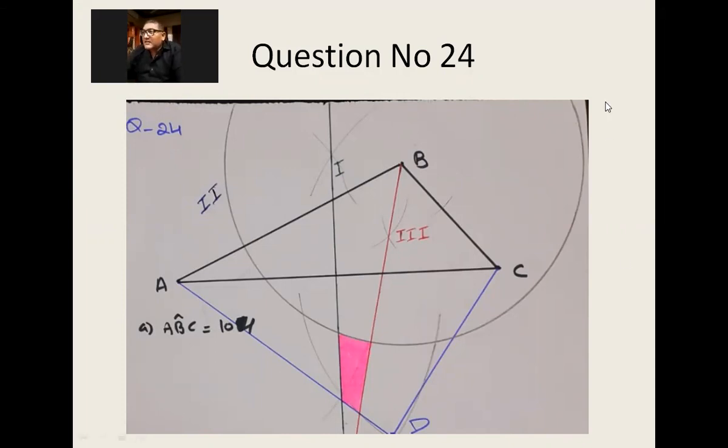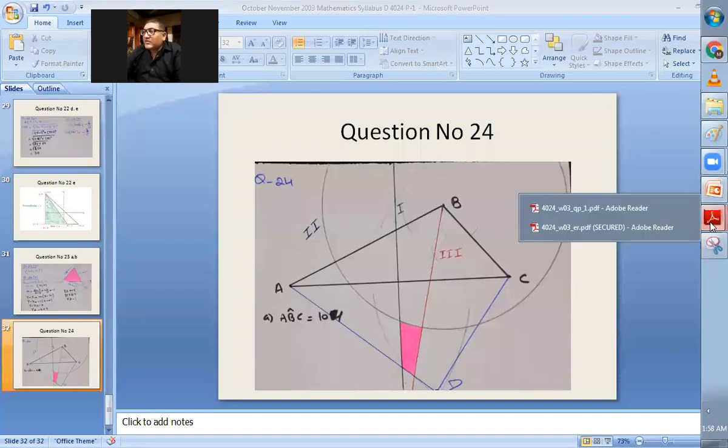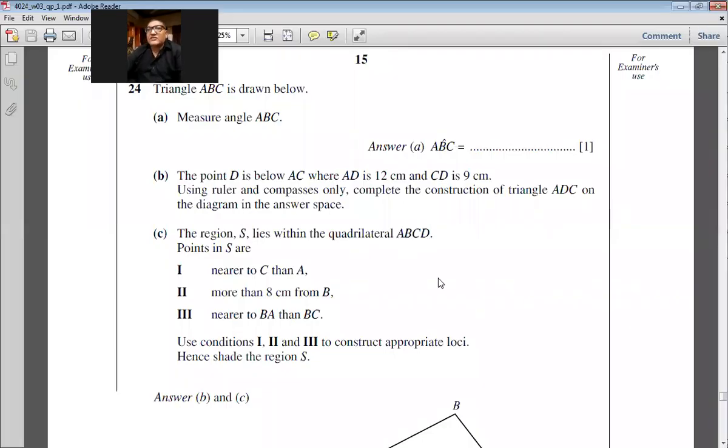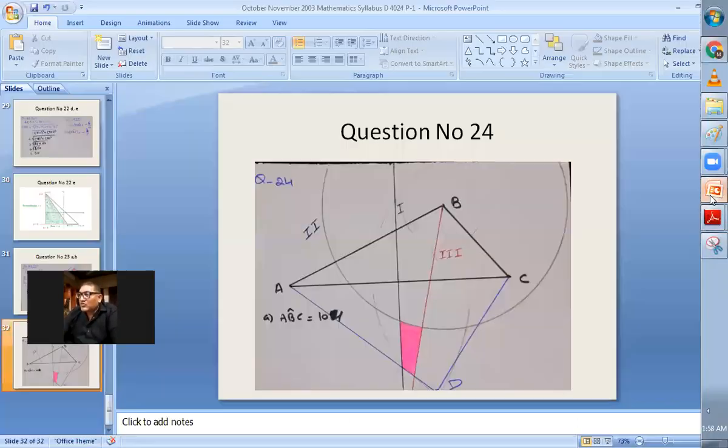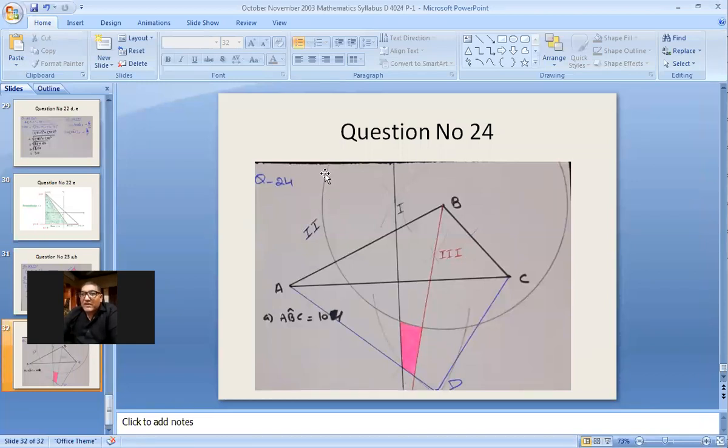Okay. Then let's see what the next part is. He says, part C: the region S lies within the quadrilateral ABCD, points in S nearer to C than A. Whenever the locus is represented like this, nearer to C than A, it means draw a perpendicular bisector of AC. So I have to draw the perpendicular bisector of AC.